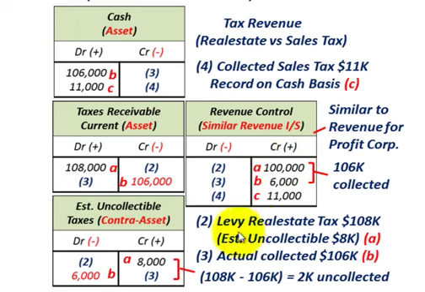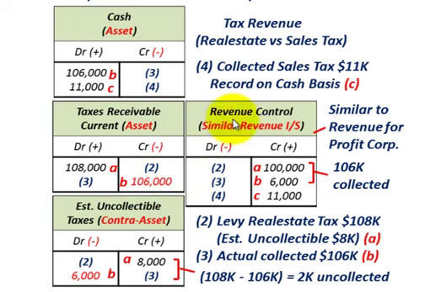Okay, so now let's go down and we actually collected $106,000 of the $108,000 worth of real estate tax that was levied. So what you're going to do here for your taxes receivable, you'd credit it or reduce it for the actual amount collected here, $106,000.